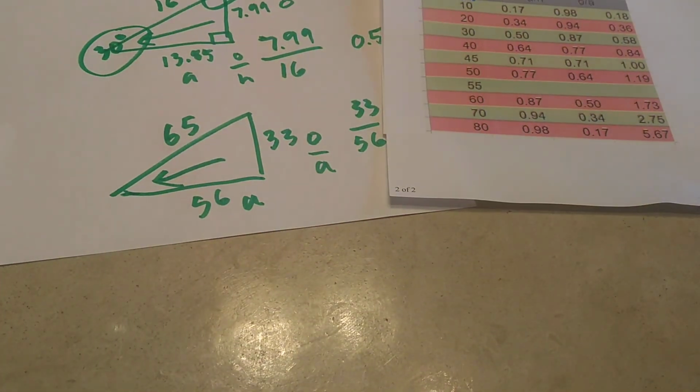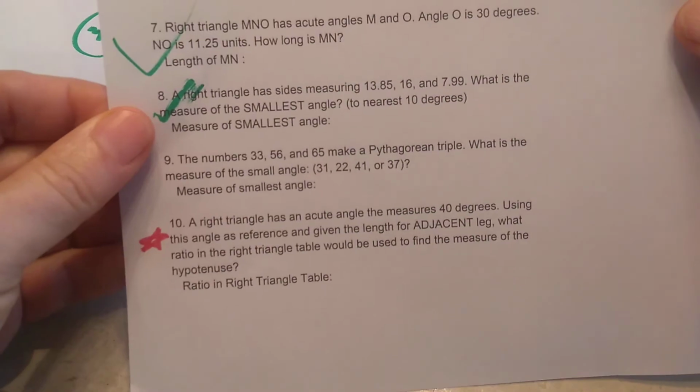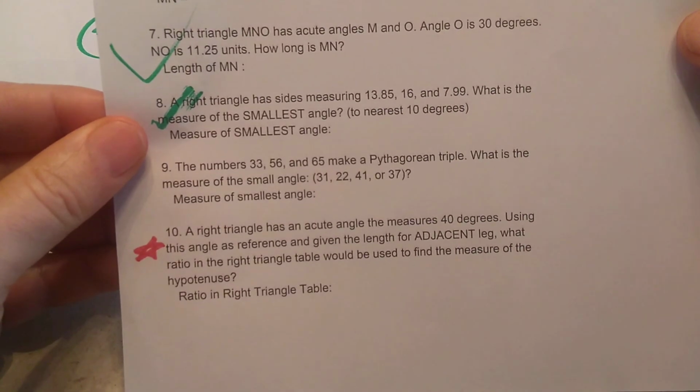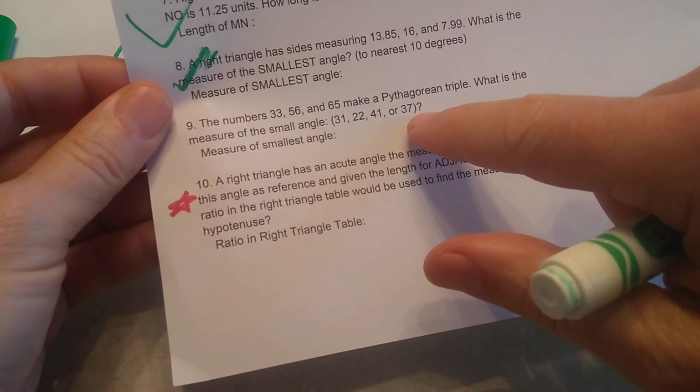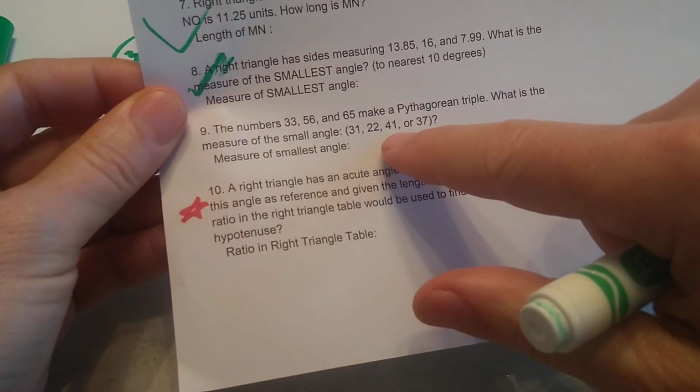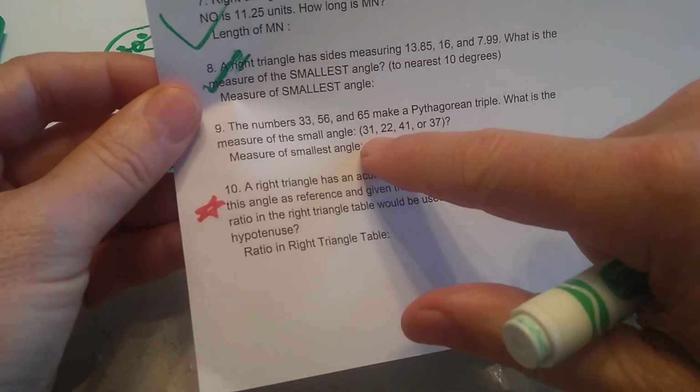So let's see what my choices were. Hey, how about that? 31, 22, 41, 37. The only one that's kind of a distractor here is 37, if it was more in the middle, but it's clearly not 22 or 41. So 31 is the correct answer there.